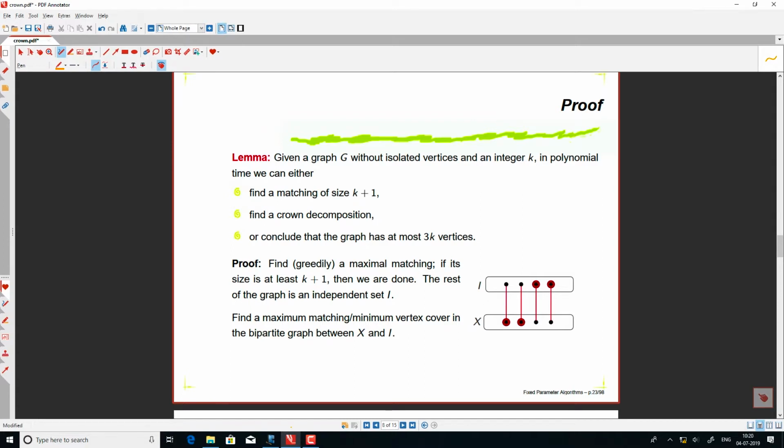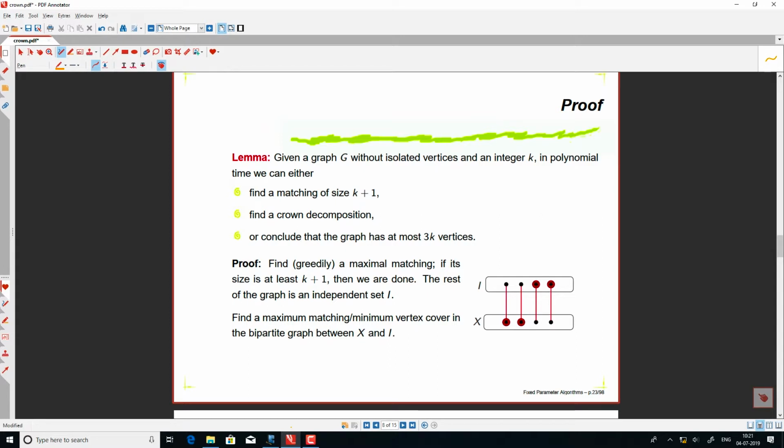Now ignore the edges inside X. X has a matching, there are lots of edges, ignore them. I is independent. Look at only this bipartite graph, considering X as an independent set. I is anyway independent. Find the maximum matching here using the bipartite matching algorithm. It will also give you a minimum vertex cover between X and I. That's step two. So far, I've just done a couple of matching steps.